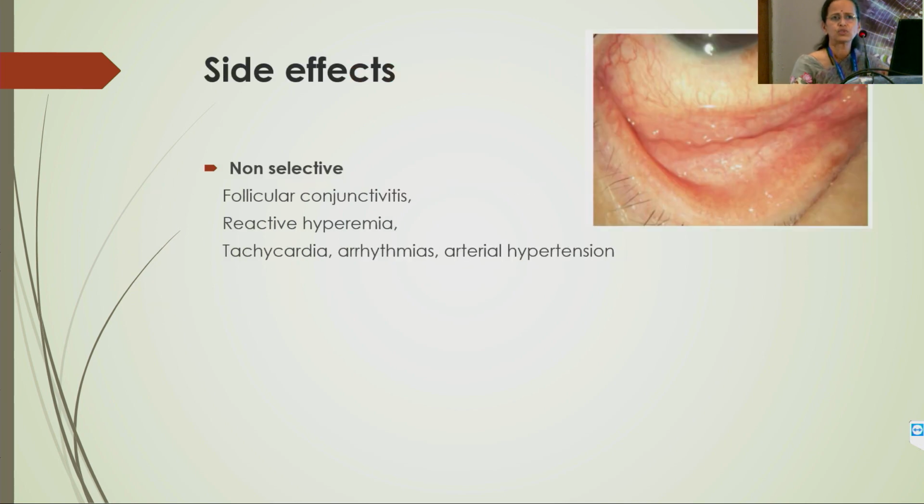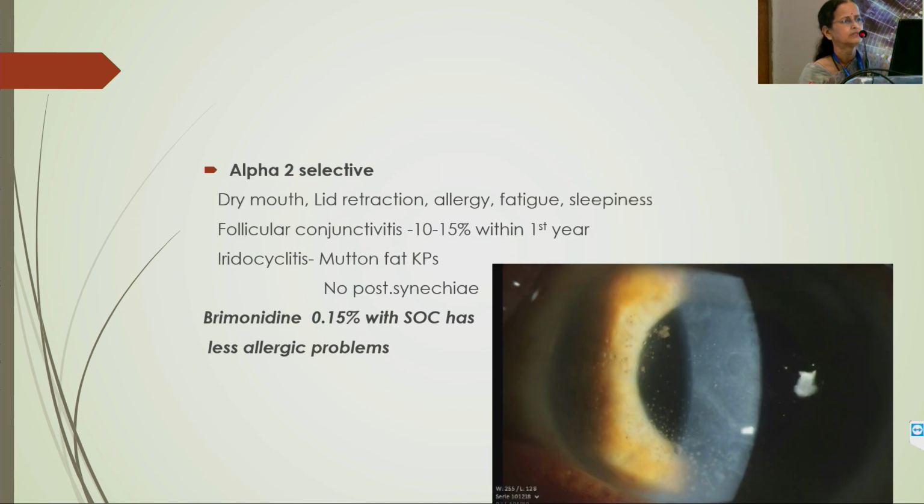The most common side effects are follicular conjunctivitis, reactive hyperemia, tachycardia, arrhythmias, and arterial hypertension. And specific for brimonidine is the iridocyclitis. The iridocyclitis presents with mutton fat keratic precipitates, but the peculiarity is that there are no posterior synechiae. And this iridocyclitis responds on stopping the brimonidine. And as I told you, the lesser concentration has fewer allergic reactions, so it is preferably better to use 0.15% brimonidine.